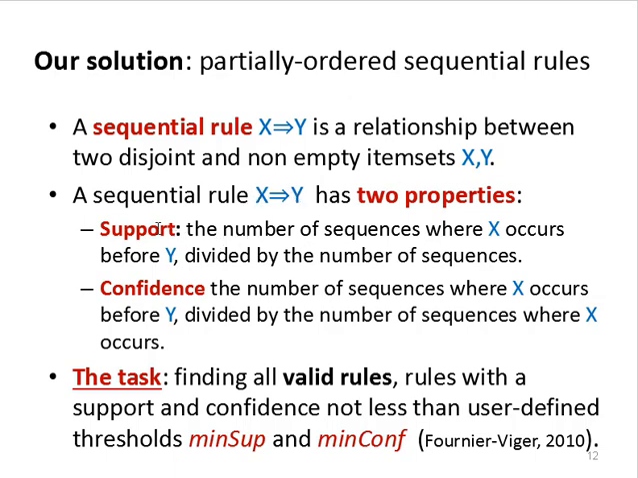So we use two measures to find the good rules. The support is the number of sequences where X appears before Y, divided by the number of sequences in the database. And the confidence is the number of sequences where X occurs before Y, divided by the number of sequences where X occurs. So the problem is to find all the valid rules, all the rules that have a support and confidence that are no less than some threshold, some minimum support and minimum confidence. So I will show you some examples to make this more clear.